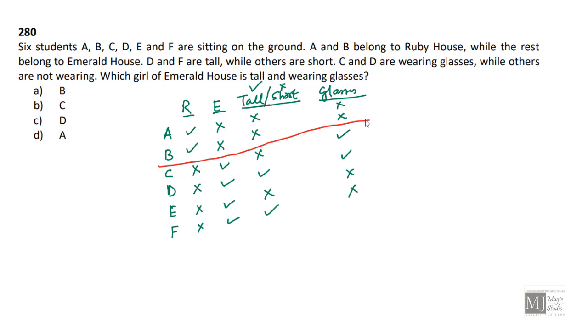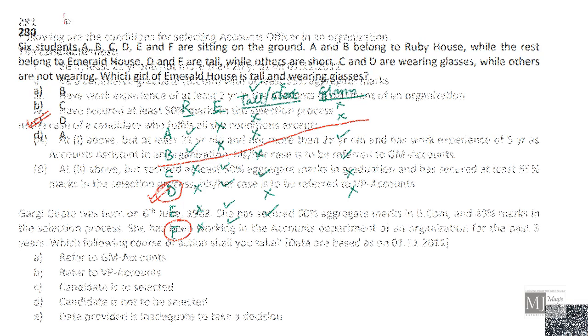Girl should be from E. So, this is our set. Girl should be tall. We have D and F. And wearing glasses. Now, out of D and F, only D is wearing glasses. So, common girl is D, who is from E house, is tall and also wearing glasses. Answer is D, which is there in option C.